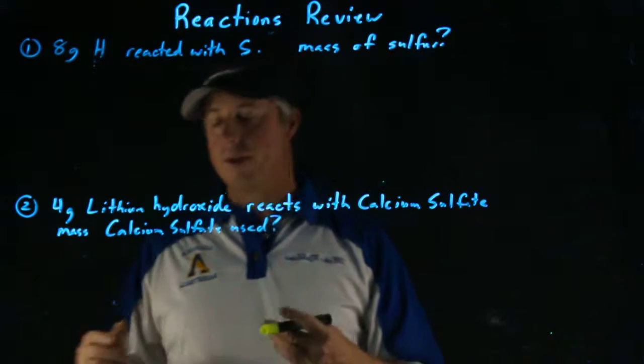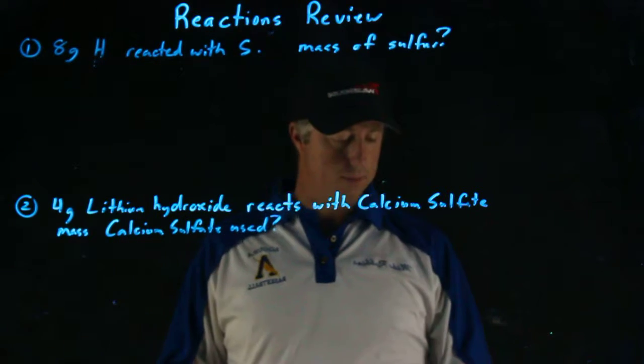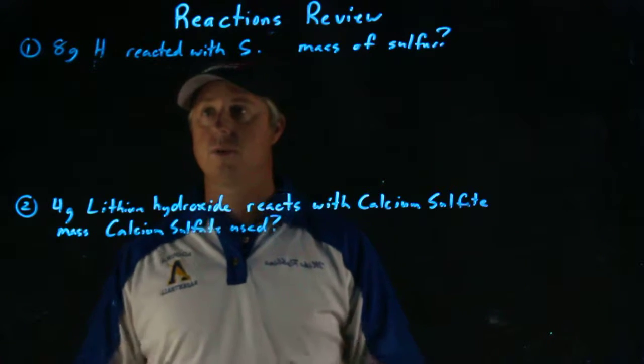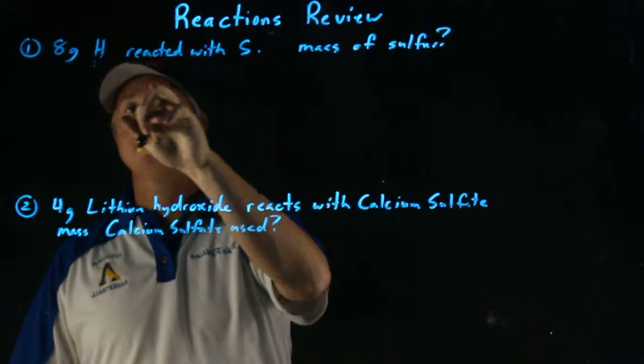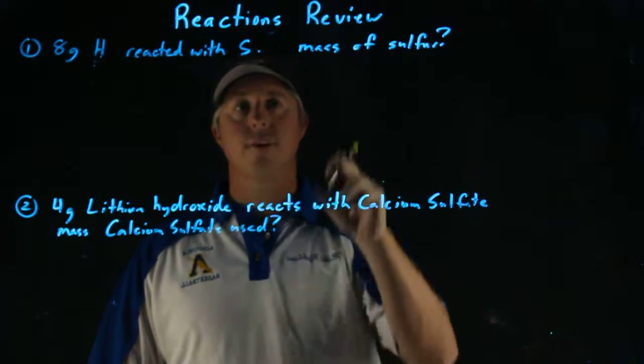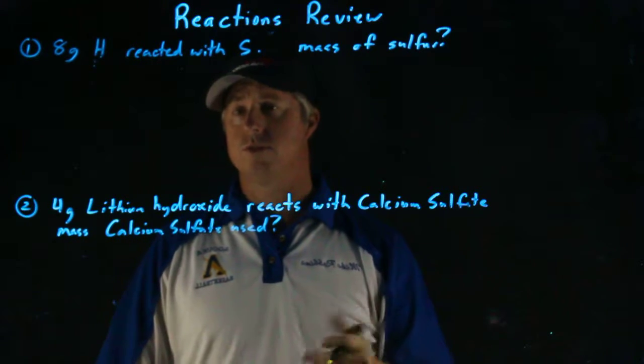Okay, so let's look at our reactions review. Let's do the first two problems, and then we'll continue with 3, 4, 5, 6 from there. Our first problem says 8 grams of hydrogen reacted with sulfur. I want to find the mass of the sulfur that was used.